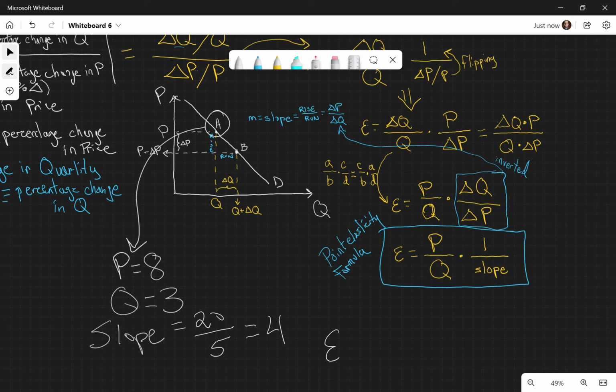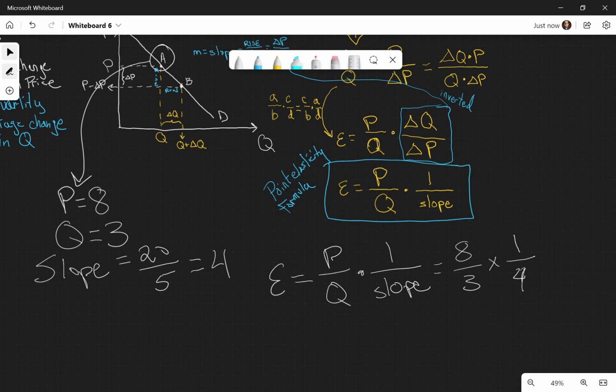So in order to do this calculation, we have all of the things that we need, right? Elasticity is my price over my quantity times 1 over my slope. So my price is 8, my quantity is 3, 1 over my slope is 1/4. So we can simplify this fraction a little bit, right? 4 goes into 8 how many times? 2 times. So we can get rid of this 4. So this ends up just being 2/3 or 0.67 rounded.